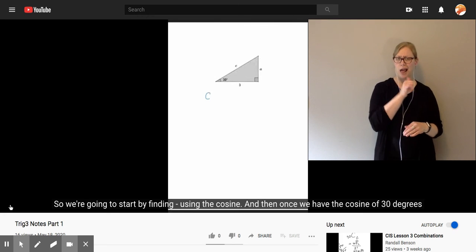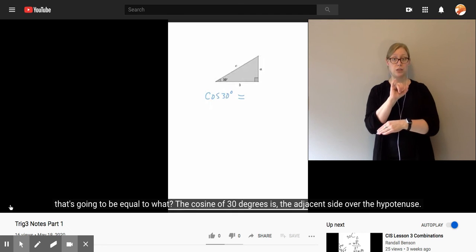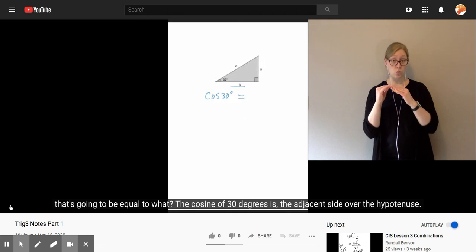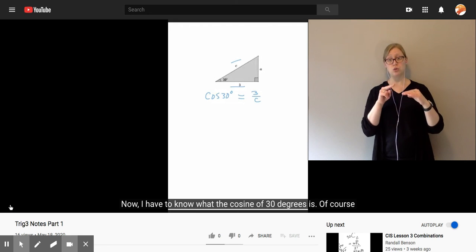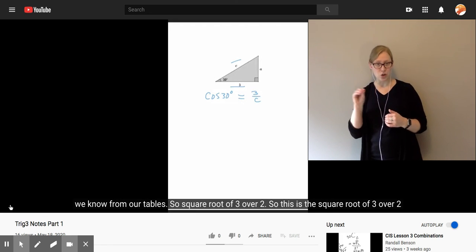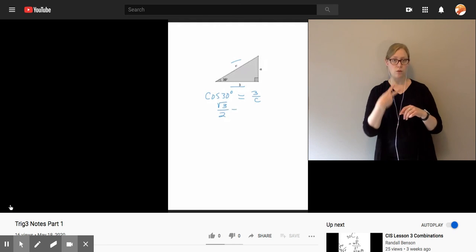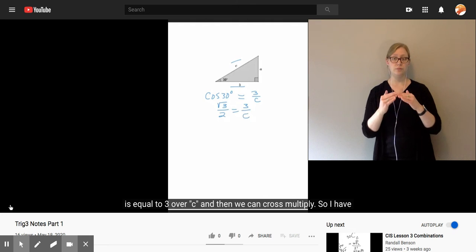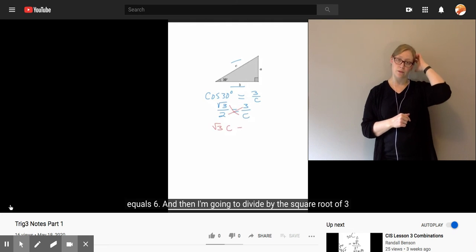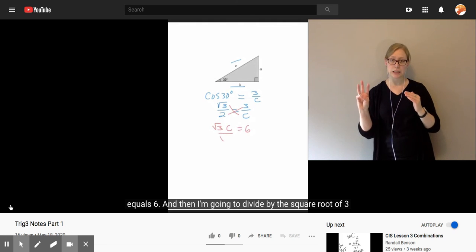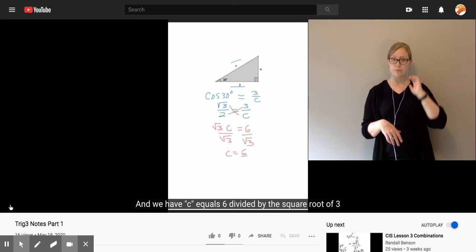And then the cosine of 30 degrees, that's going to be equal to what? The cosine of 30 degrees is the adjacent side over the hypotenuse, so that's 3 over C. Now I have to know what the cosine of 30 degrees is. Of course, we know from our table it's the square root of 3 over 2. So this is the square root of 3 over 2. It's equal to 3 over c. And then we can cross multiply. So I have square root of 3 times c equals 6. And then I'm going to divide by the square root of 3. And we have c equals 6 divided by the square root of 3.